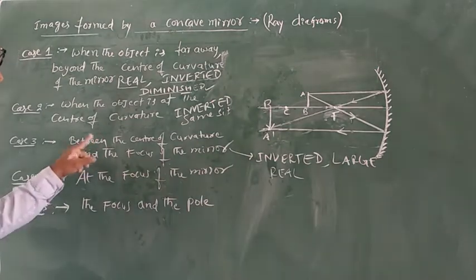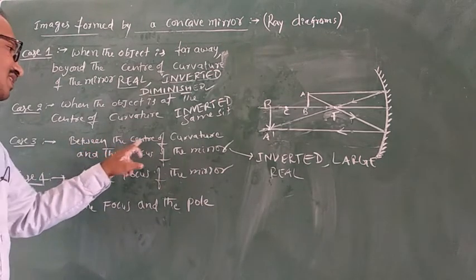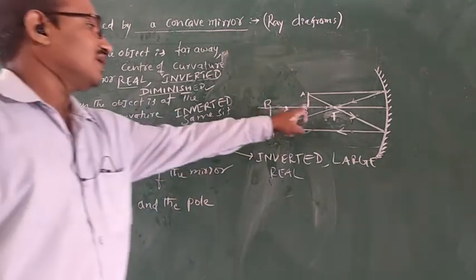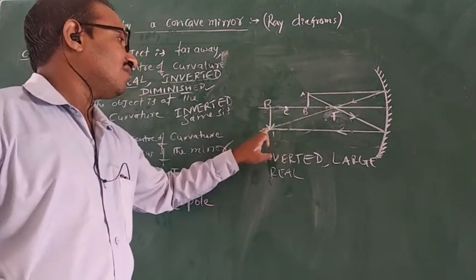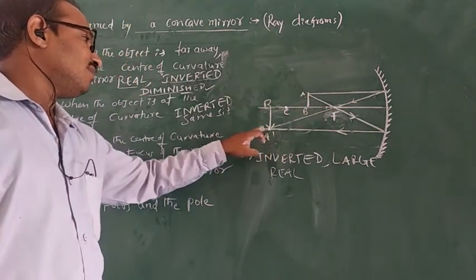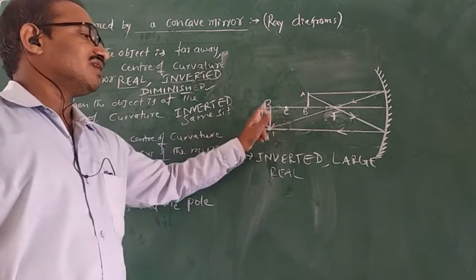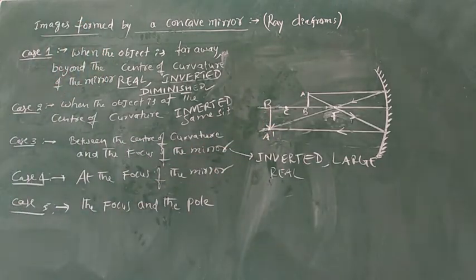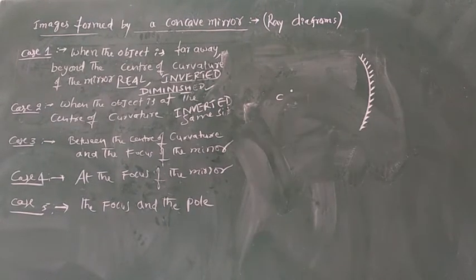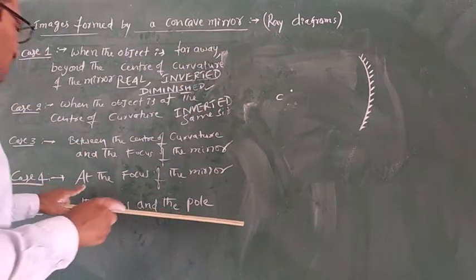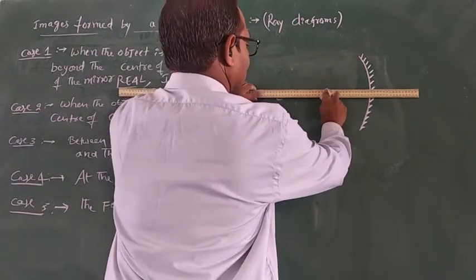When the object is between the center of curvature and the focus of the mirror, where is the image formed? The image is formed beyond the center of curvature. Beyond the center of curvature, we will get it. Now the fourth condition: at the focus of the mirror.